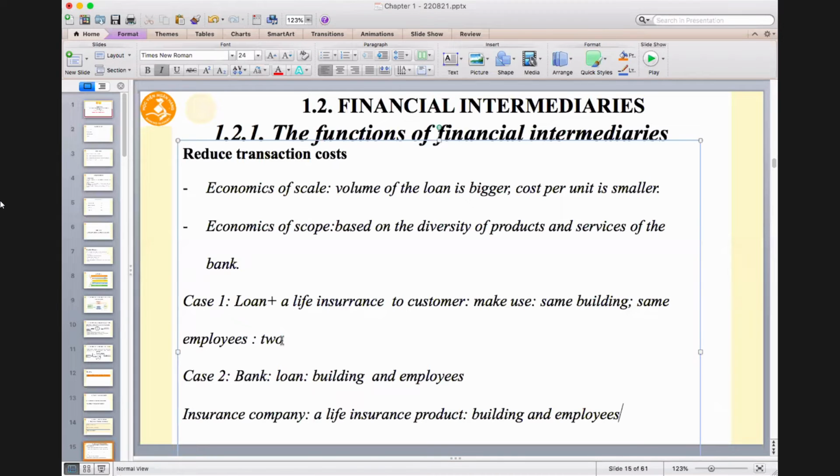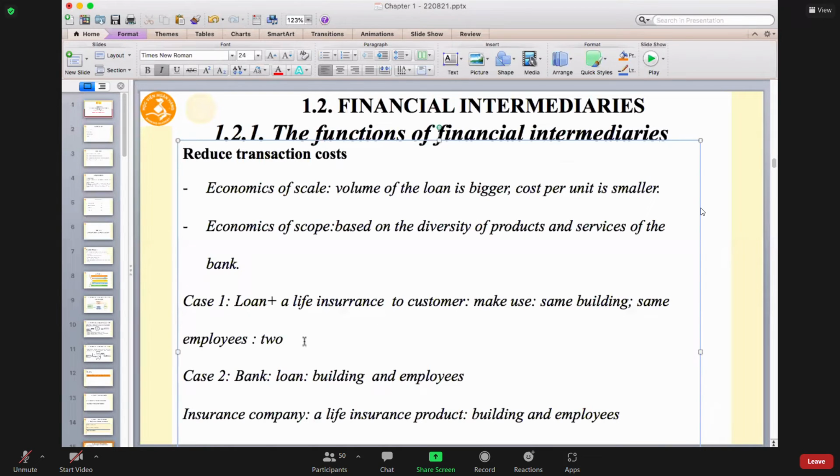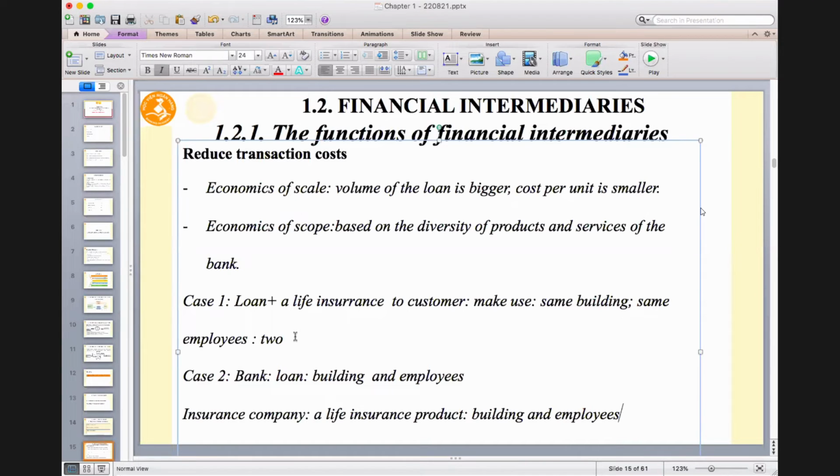So in the first case, it is the economies of scope. A bank can use the economies of scope because they have a diversity of products and services. And they can make use of the same buildings, the same employees, the same management to provide cross-selling products to the customer. It means the economies of scope.